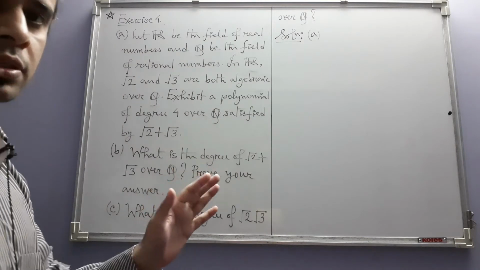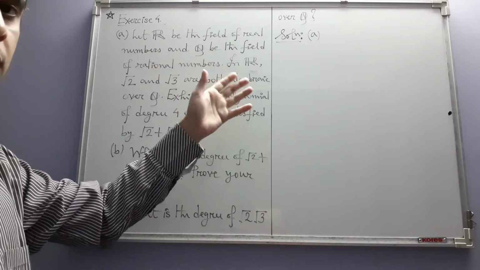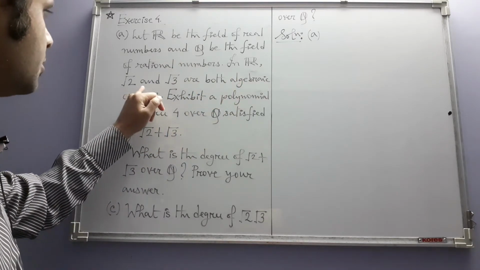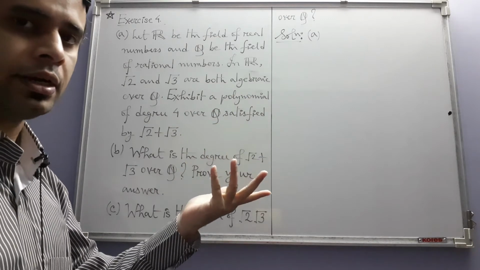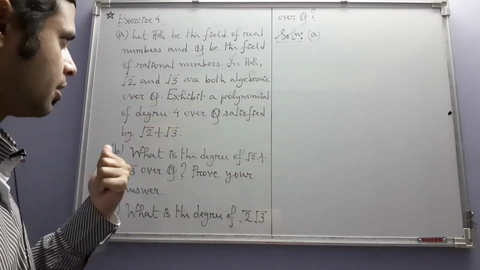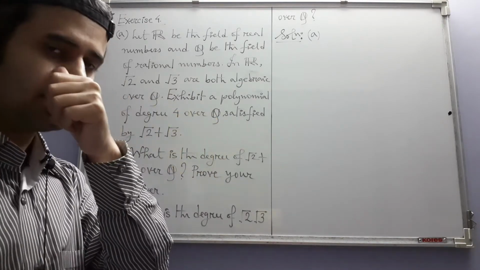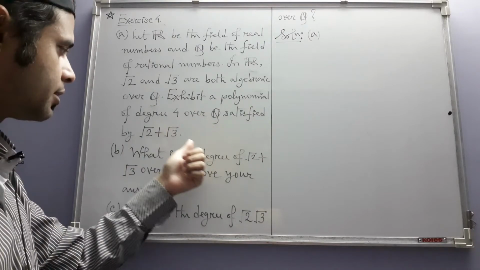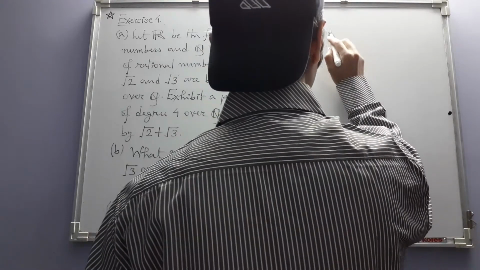So in part A, let us once more see what the question is about. R and Q of course are the usual fields, and square root of 2 and square root of 3 are easily seen to be algebraic over the field of rational numbers. We have to exhibit a polynomial of degree 4 over Q satisfied by square root of 2 plus square root of 3, and such a polynomial is this.